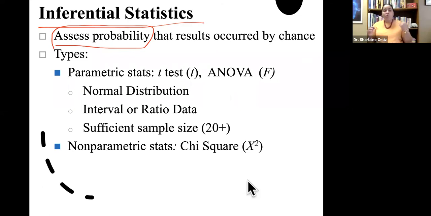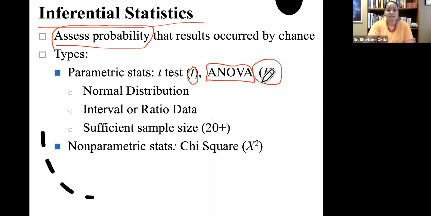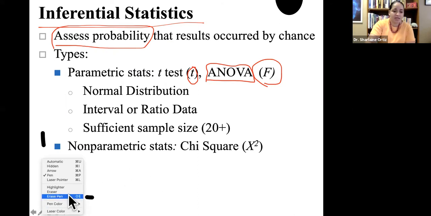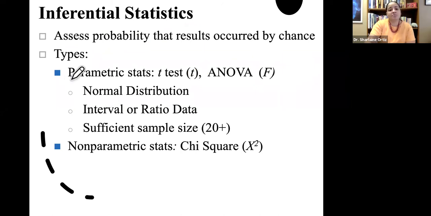Now, with parametric statistics, we can use a t-test, which is usually represented by the letter T, or we can use an analysis of variance, usually represented by its acronym ANOVA or by its statistical symbol F. Now, there are some assumptions that need to be met in order for us to be able to use parametric statistics, right? And these assumptions are, we generally assume that there is a normal distribution of that data.